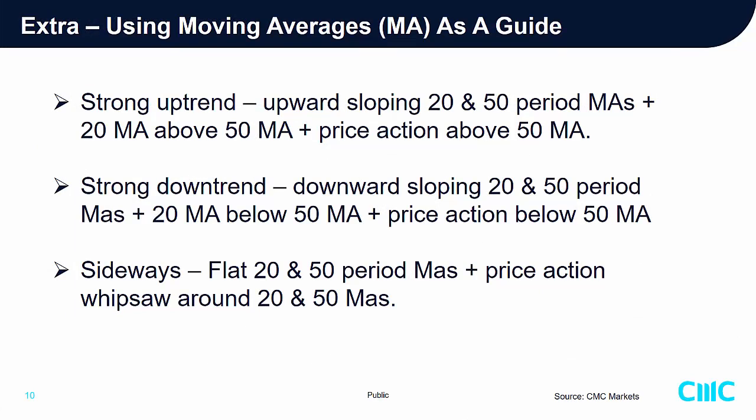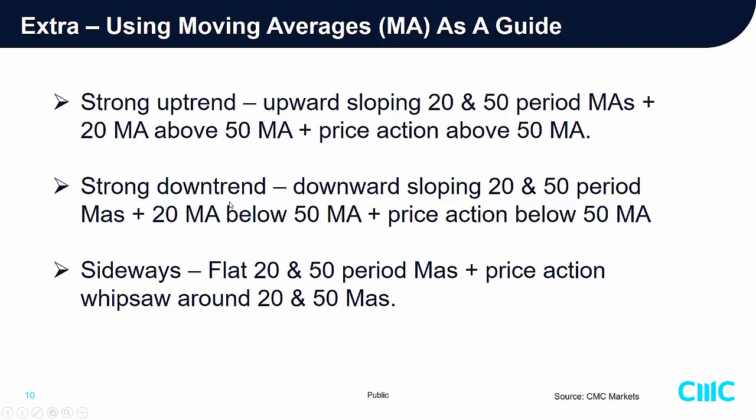Another way to measure trend is to use moving averages to help us. If we see a strong uptrend in any period, the moving averages, the 20 and the 50 period, will be upward sloping, and the 20 period moving average will be above the 50 MA, and the price action must stay above the 50 moving average.